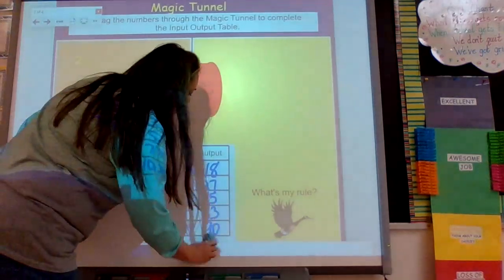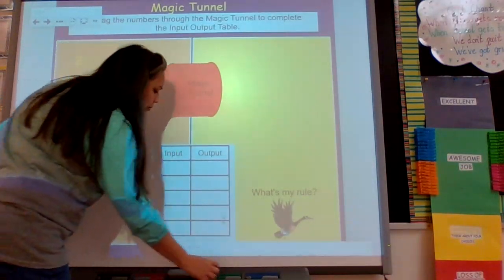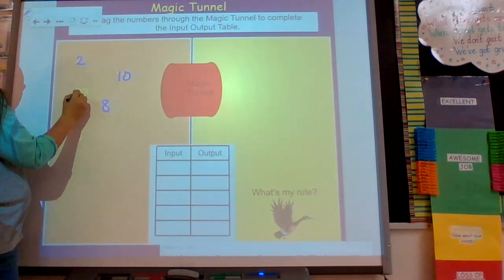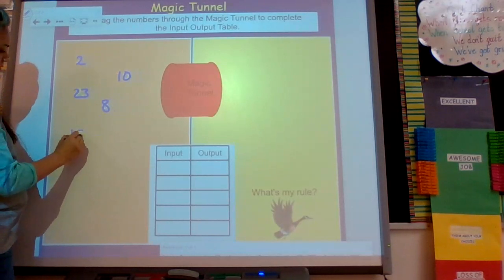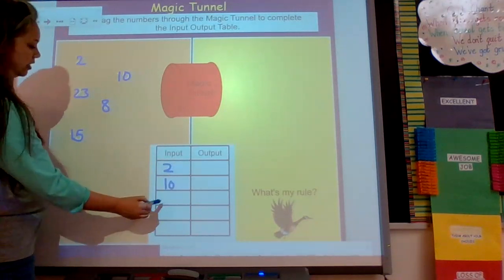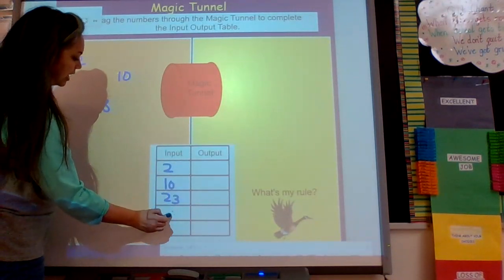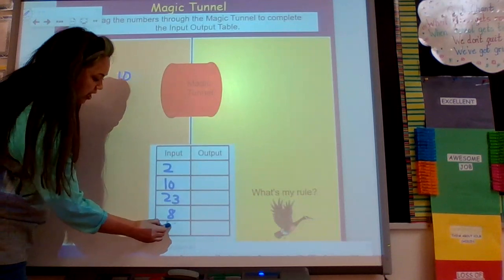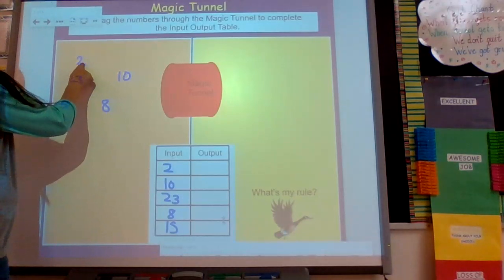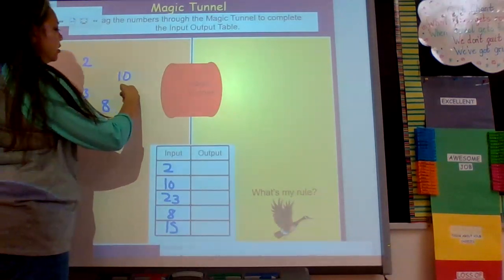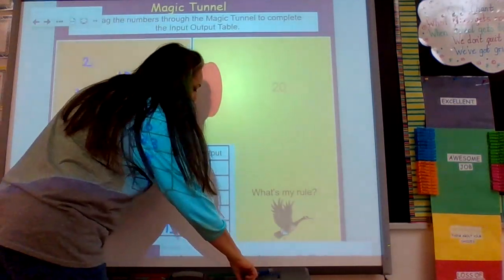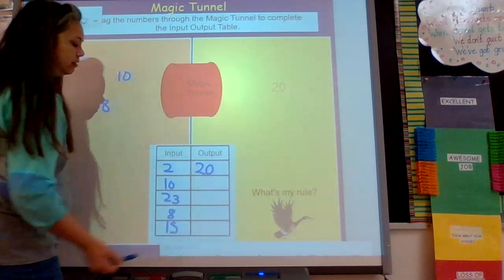Woo! We have some more. Now, I'm hoping that you can see these numbers. If not, I'll just write them in blue right here, but when I move them, they'll be gone. So I'm going to start with 2, and I'll put a 2 in the magic tunnel, a 10, a 23, an 8, and 15. I've got to put them in that order since I wrote them in that order. So if I put 2 in, I'm going to use my knuckle here. 2 in, what came out? 20 came out. I'm hoping you're able to see that.